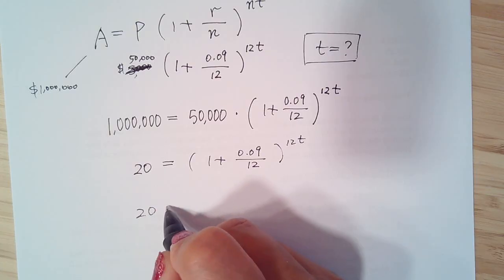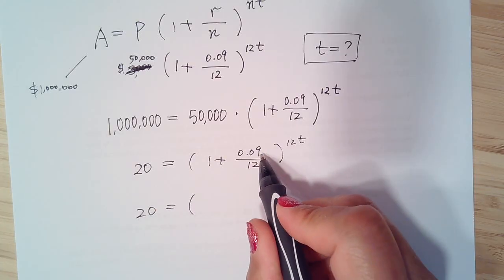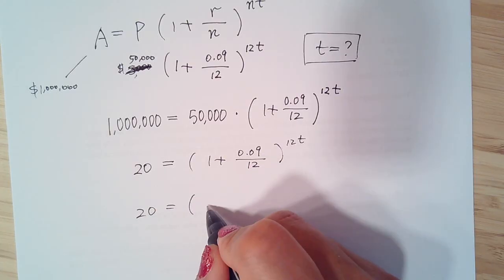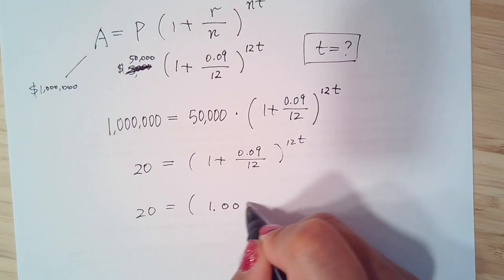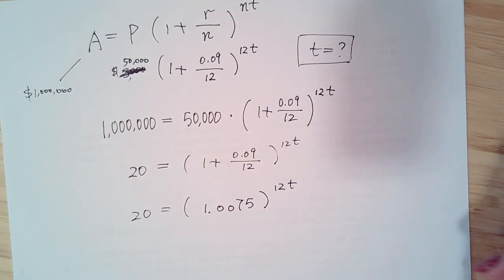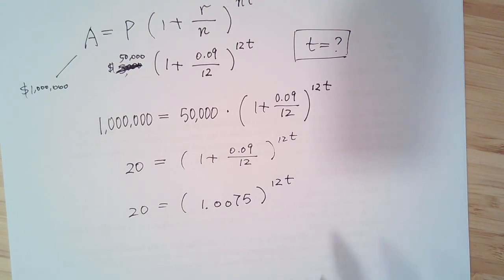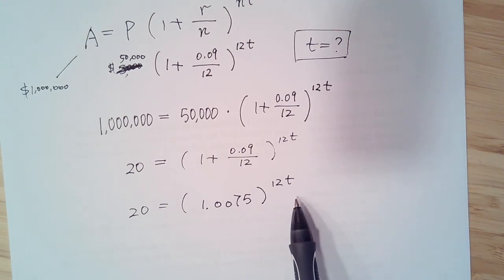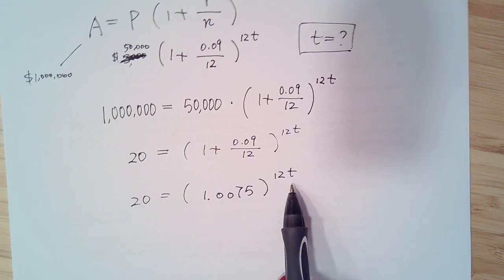And guess what? I know this. 0.09 over 12 plus 1 is 1.0075 to the power of 12t. I'm looking for t. This is an exponential function, isn't it? Exponential equation. I need to solve for that.